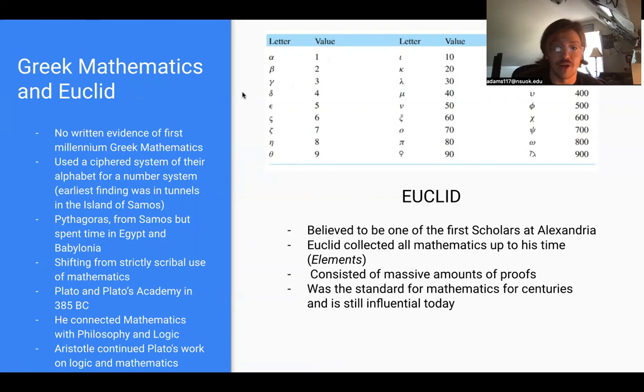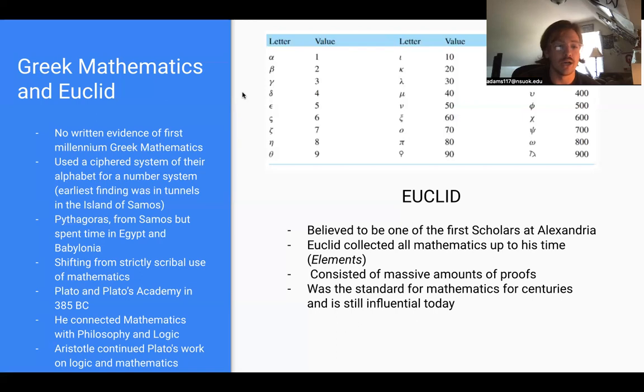And actually, the earliest findings of these were in tunnels on the island of Samos. That's pretty cool. And we have Pythagoras from Samos, but he spent most of his time in Egypt and Babylonia. He started to shift the culture of just scribal use of mathematics to put mathematics in the same boat with philosophy and understanding astronomy. So we start to see that shift from purely being used for trade to understanding things about the world around us with Greek mathematics.